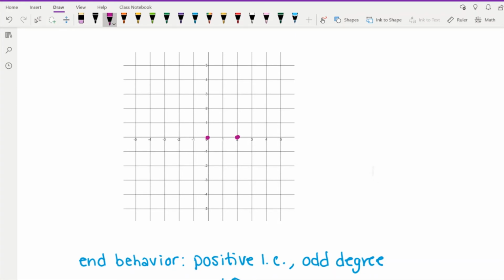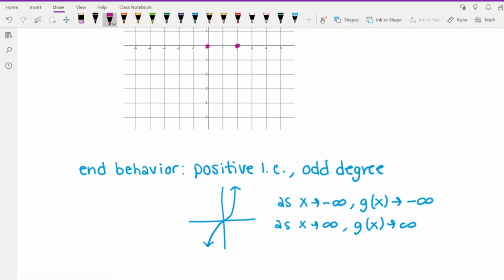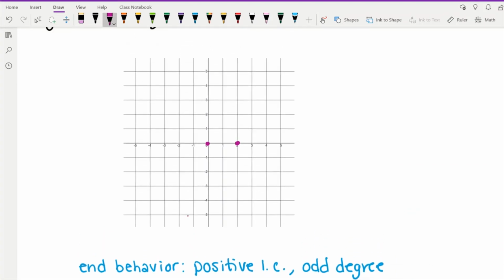And then let's think about the end behavior to get this general shape. We know that the graph is supposed to go down on the left and up on the right. And so that means that the graph should start coming from here, right? It couldn't come from above because that would give us the wrong shape.